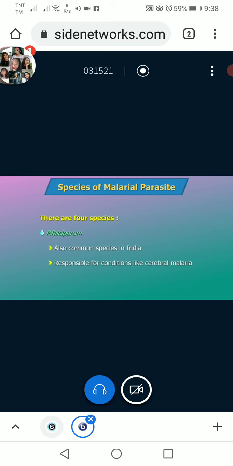3. P. malariae. P. malariae is a less common species in India, prevalent in some parts of Orissa, Madhya Pradesh, and Chhattisgarh. 4. P. ovale.